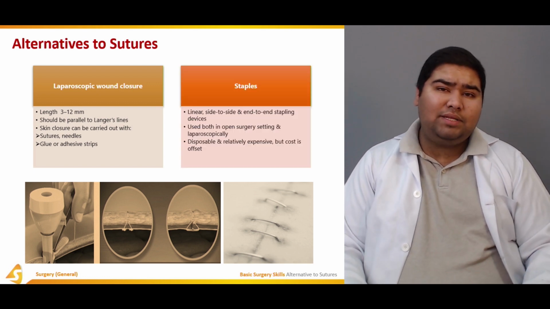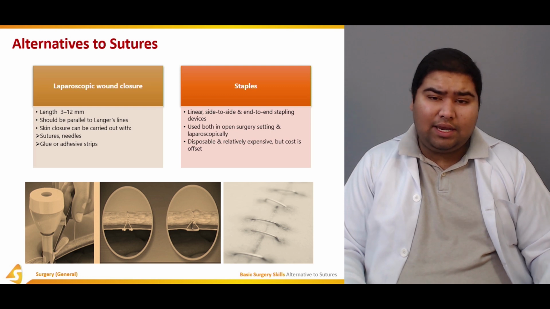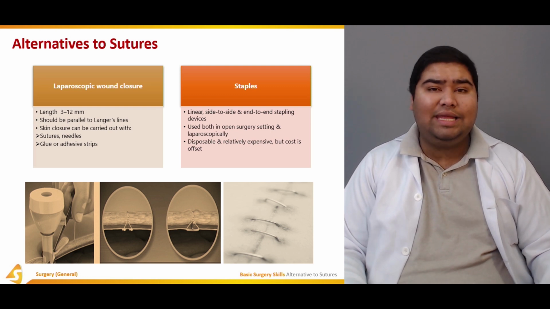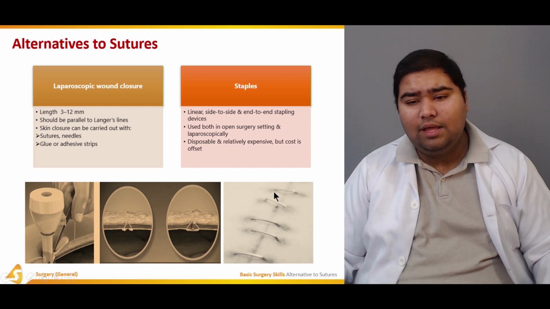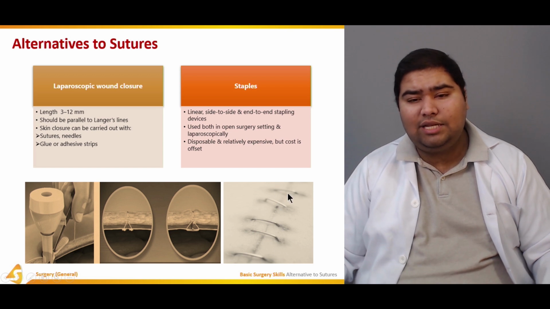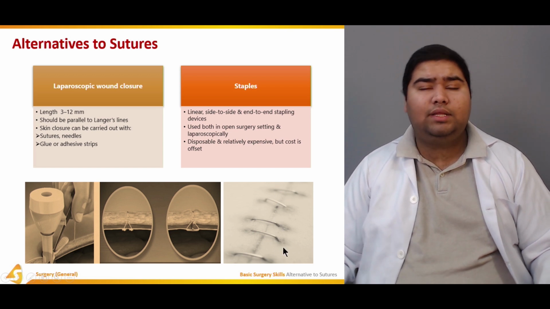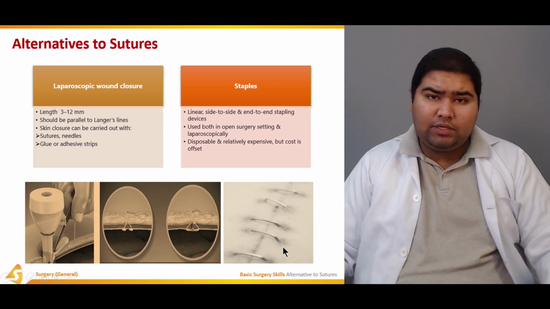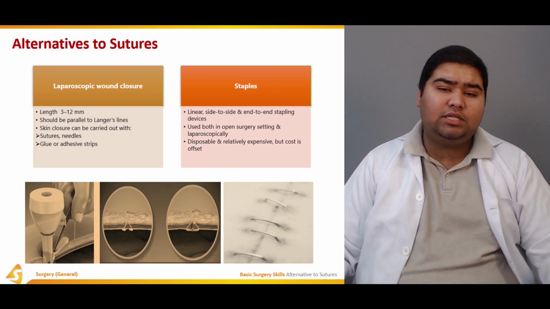Now skin staples, these are the mechanical methods. These are linear side to side. Here you can see this is a side to side closure. They are both used in open surgical procedures and the laparoscopic procedures.